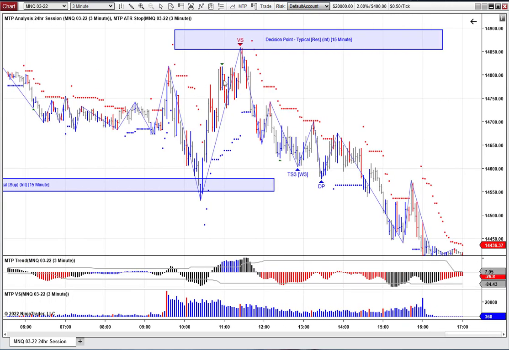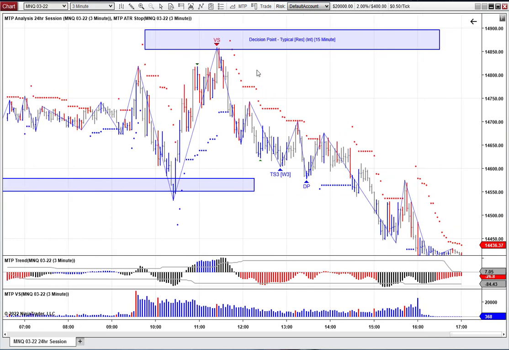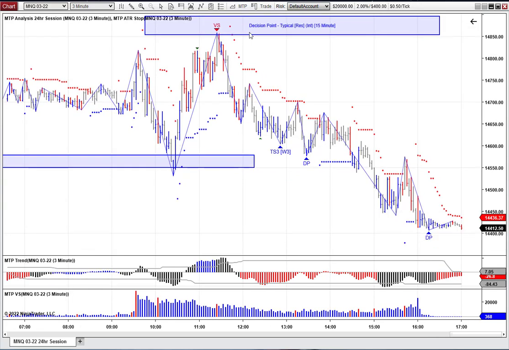If I drag it across, can you see what happened? The market actually went up to that higher time frame resistance. It then made a VS sell or volume spike sell on that particular time frame. In other words, we were anticipating where a potential reversal was happening off the higher time frame chart, and that's exactly what happened on the lower time frame.